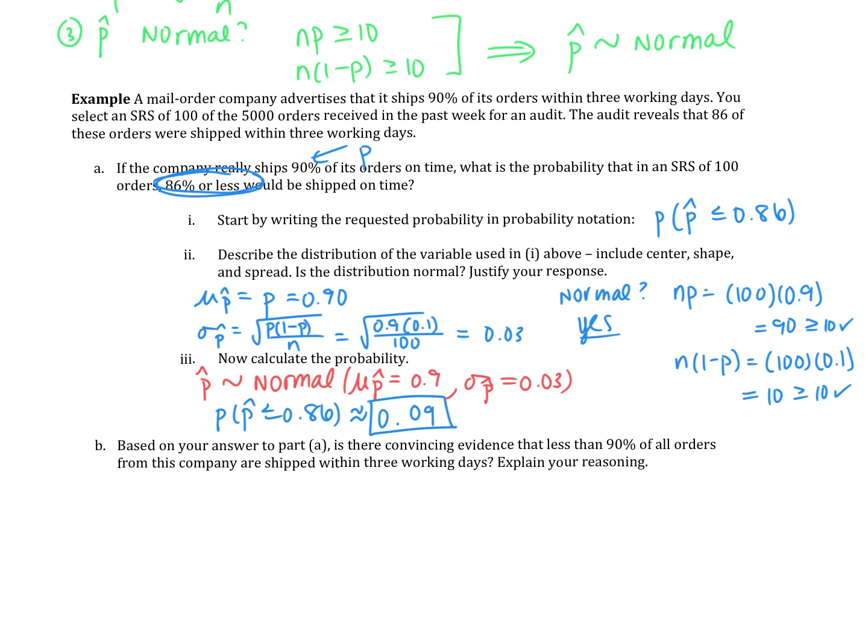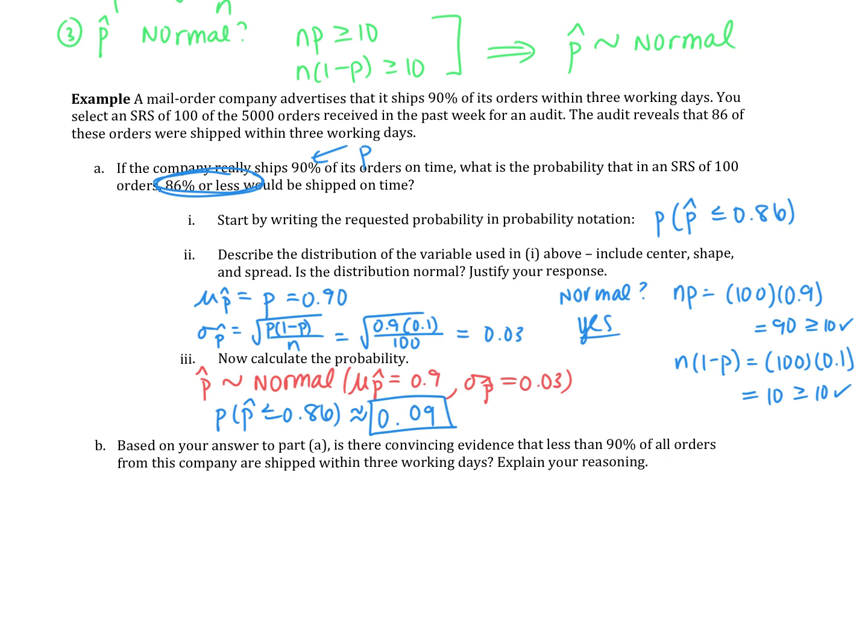So, answer of 0.09. So then the question is, based on the answer to part A, is there convincing evidence that less than 90% of all orders from this company are shipped within 3 working days? We should talk about this probability real quick. If the company is really shipping 90% of the orders on time, if that's really true, and we were to take a whole bunch of samples of size 100, about 9% of the time, 86% or less would be shipped on time. So that's going to happen almost 10% of the time.